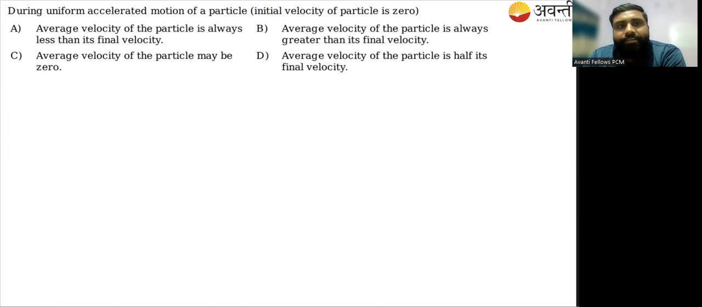During uniform accelerated motion of a particle, the initial velocity of the particle is 0. Now, these are the four options given to you. The average velocity of the particle is always less than its final velocity. The average velocity of the particle is always greater than its final velocity.